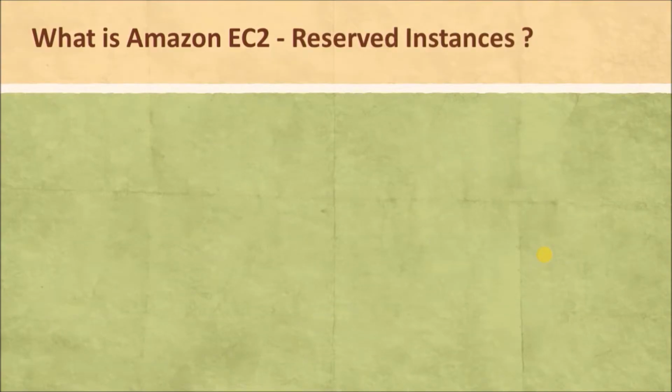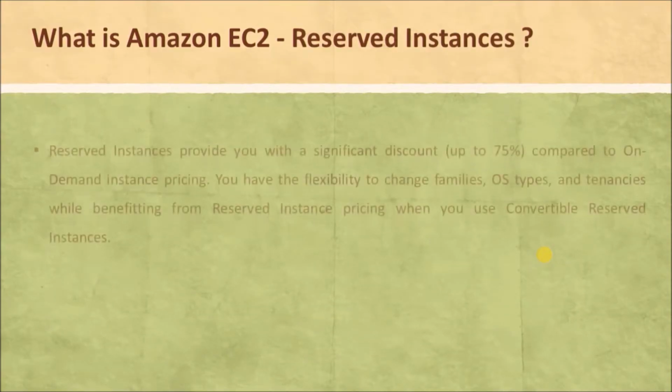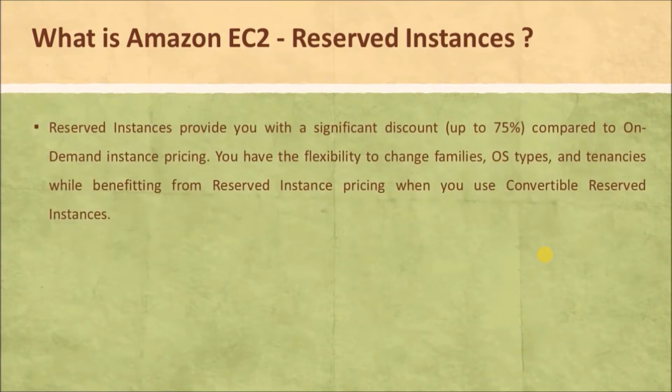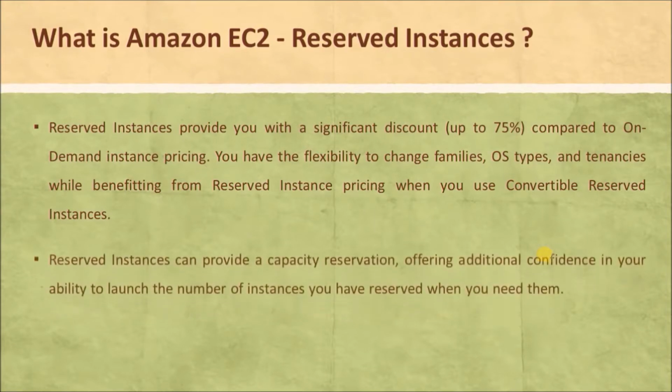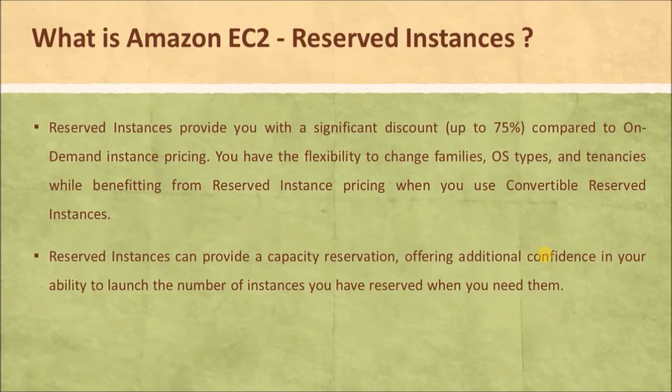What is Amazon EC2? Reserved instances. Reserved instances provide you with a significant discount, up to 75%, compared to on-demand instance pricing. You have the flexibility to change families, OS types, and tenancies while benefiting from reserved instance pricing when you use convertible reserved instances. Reserved instances can provide a capacity reservation, offering additional confidence in your ability to launch the number of instances you have reserved when you need them.